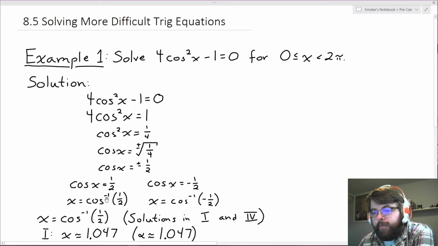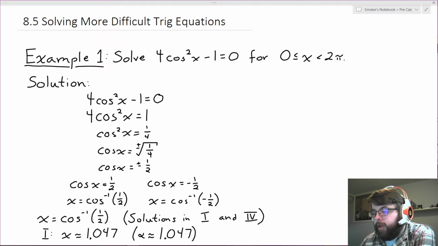X is equal to cosine inverse of 1/2. So we are looking at cosine. It's equal to 1/2, a positive. Cosine has positive solutions in quadrants 1 and 4. So, quadrant 1 solution. We're going to take cosine inverse.